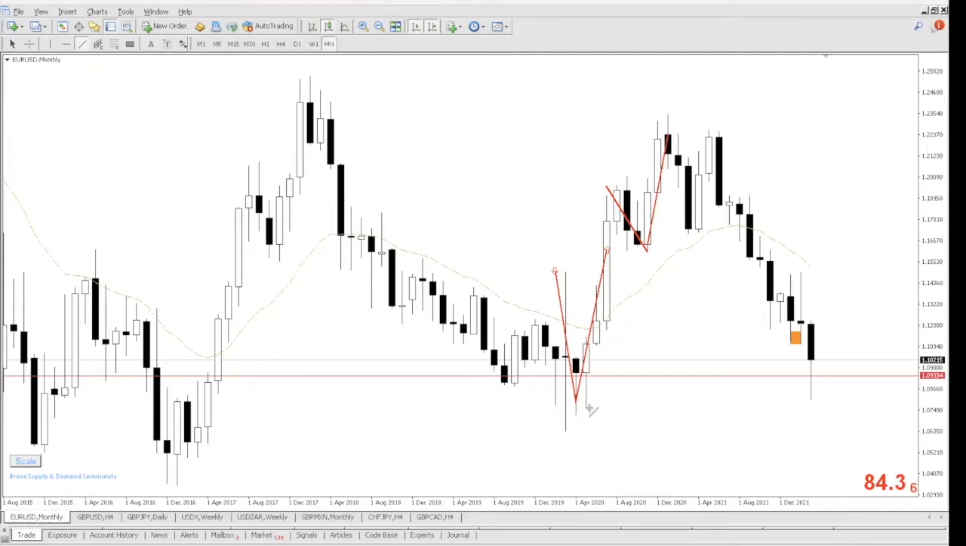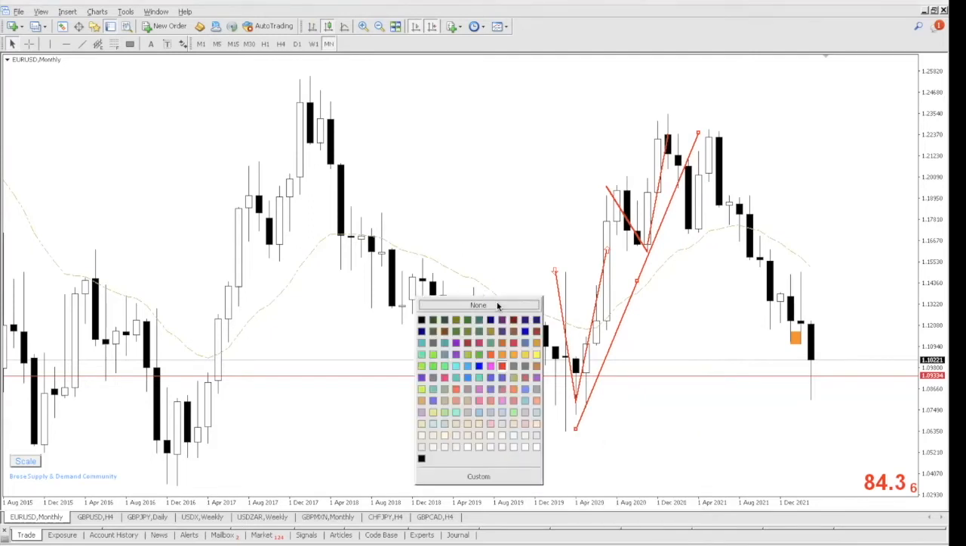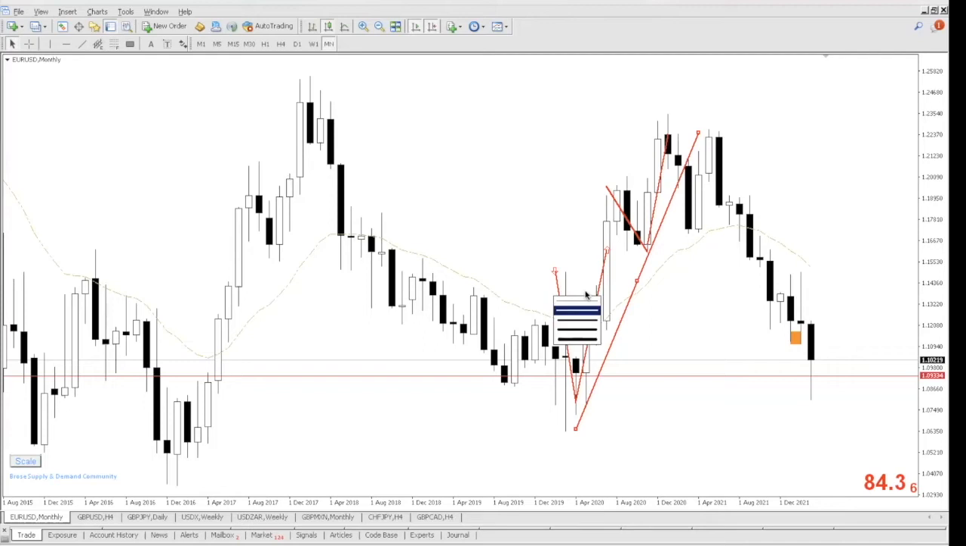Look, now I connected the latest two V's, or my two valleys, here. And remember we said don't cut through the candles. Look, that's my trend line. So what do you notice here at the top?